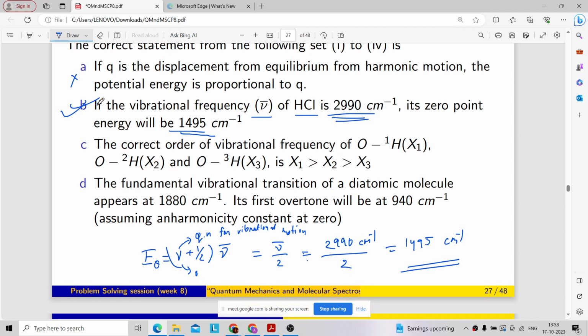Okay, then the next option: the correct order of vibrational frequency of OH, OD, OT, where x1, x2, x3 are the frequencies. So what is the relation between these frequencies?